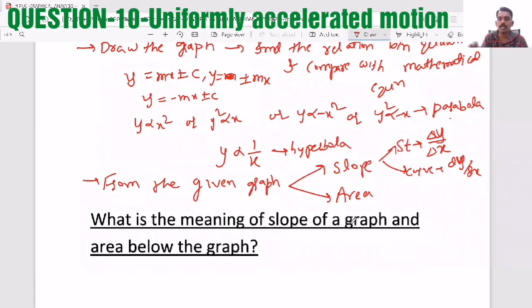So based on these things, either they may give the graph and ask, then you have to think whether the slope will give the answer or the area will give it, or they can ask you to draw the graph, then you have to compare the physics relation with these mathematical equations so that you can find it.